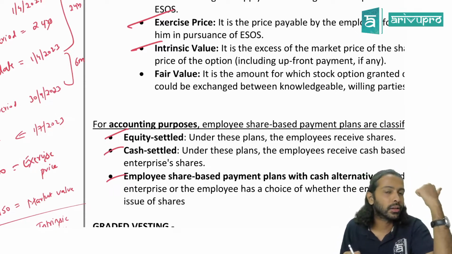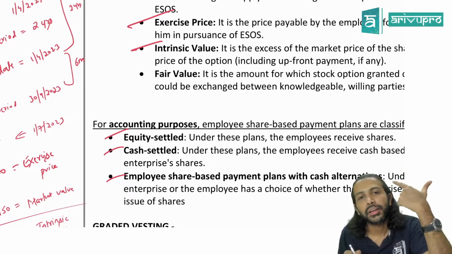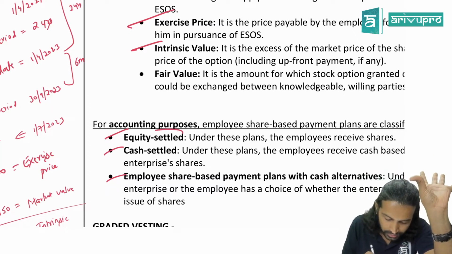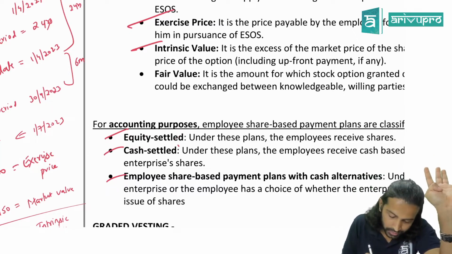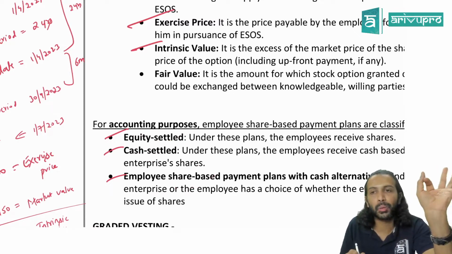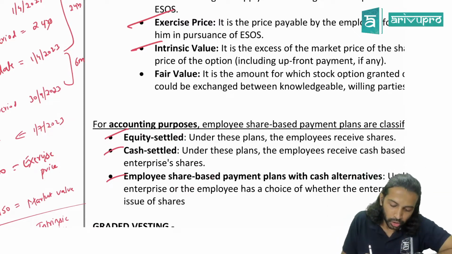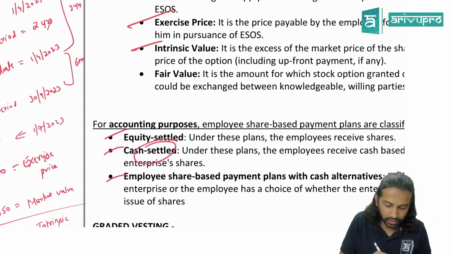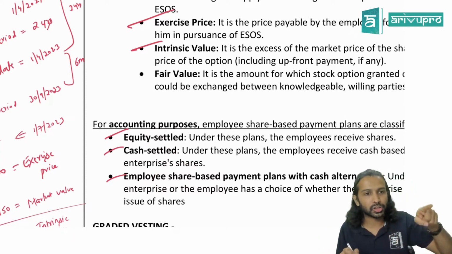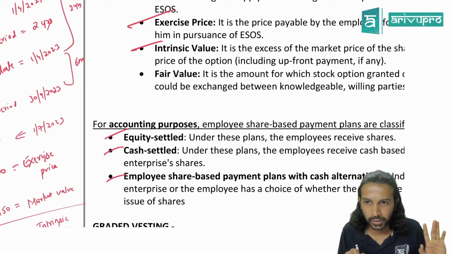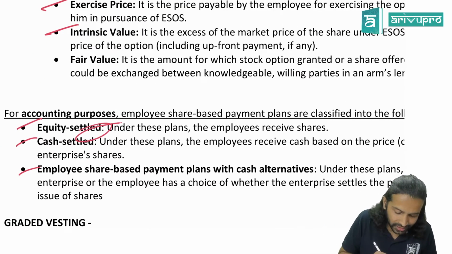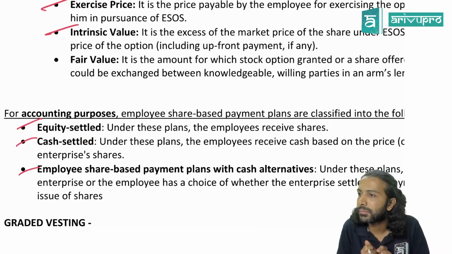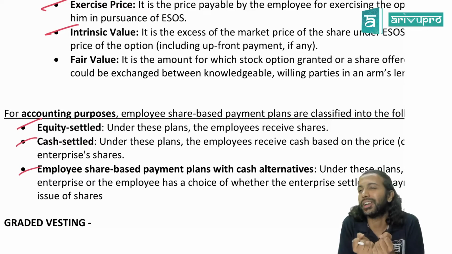Equity settled plan, cash settled plan, equity settled plan with cash alternative. You learn only the equity settled plan in your CA Inter; cash settled and equity settled with cash alternative come in CA Final. Got it? Alright. Equity settled plan means employees will get equity shares.